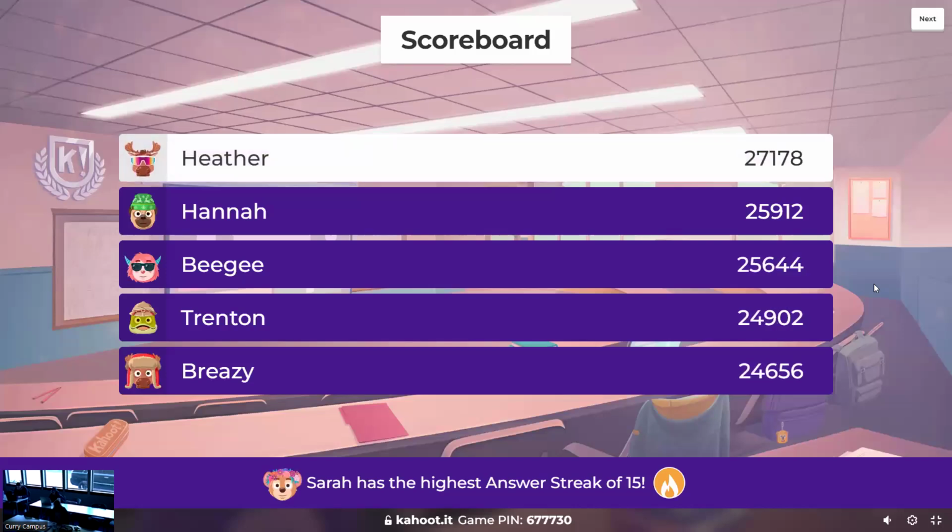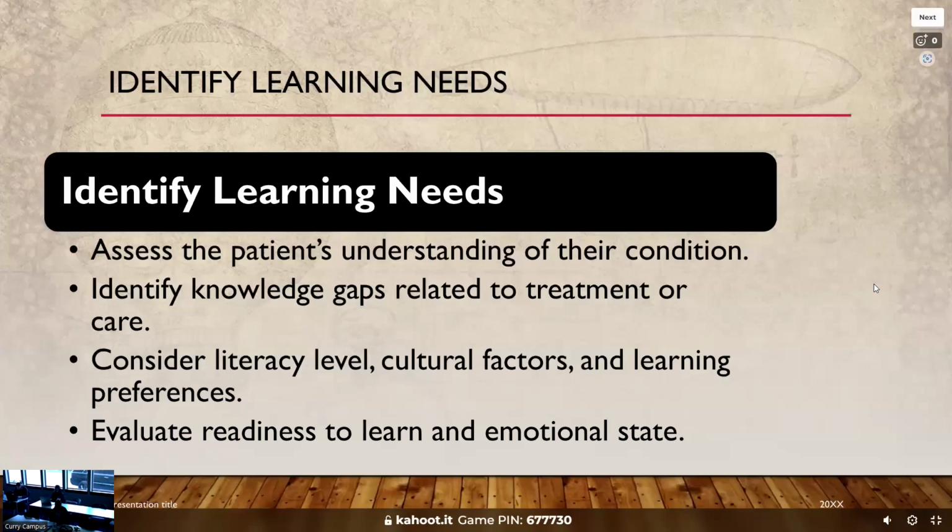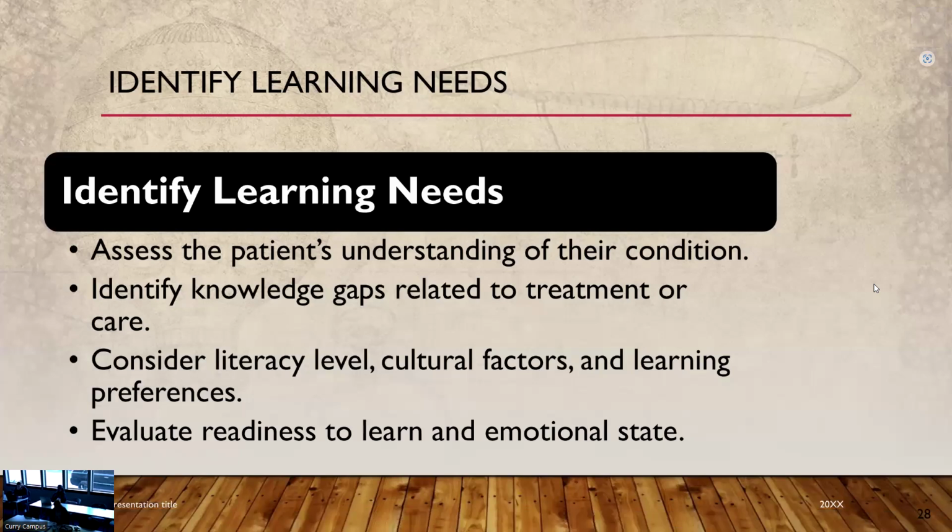Let's see where we're at now. All right, Heather's still ahead. Identify learning needs. So assess the patient's understanding of their condition. It could be very minimal to they know quite a bit. Identify the knowledge gaps, and we can tailor our education based on that. Consider literacy level, cultural factors, and how they like to learn the best. Evaluate readiness to learn and their emotional state.